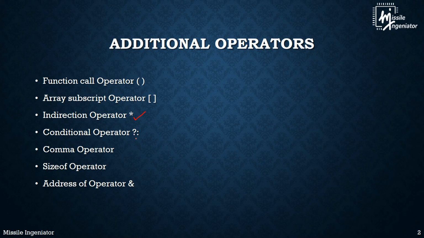Next is the conditional operator. Whenever you give a condition, if the condition is true, you evaluate one value for the L value. If it is false, you assign the false expression. I'll explain this in the next slide. The next are the comma operator, the sizeof operator, and the address-of operator. These are the other miscellaneous operators which I missed explaining briefly along with the other operators.